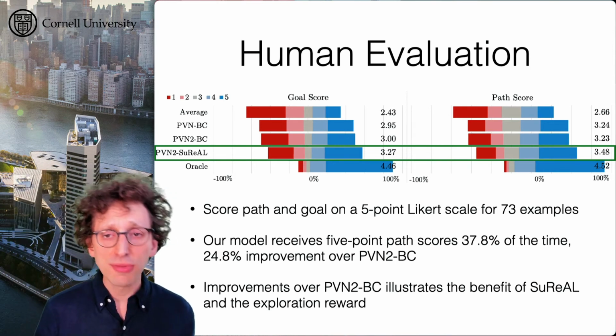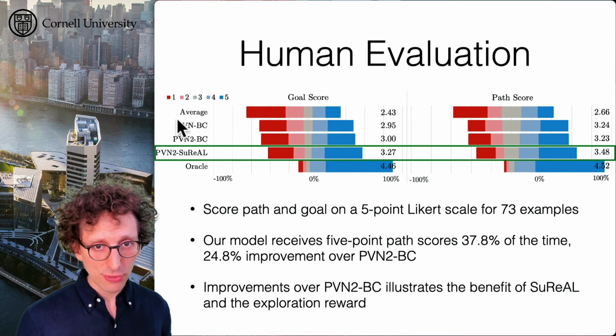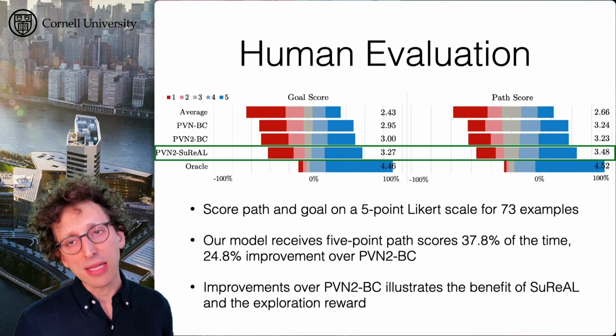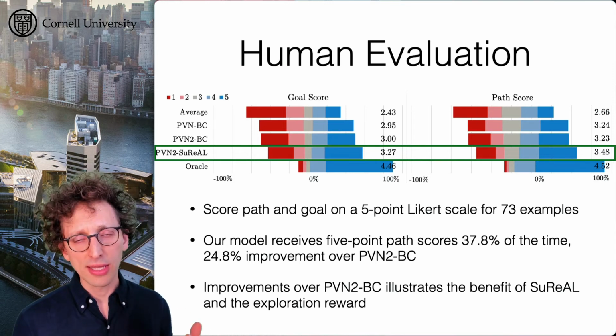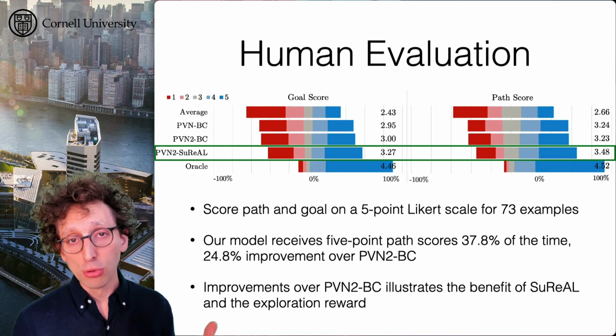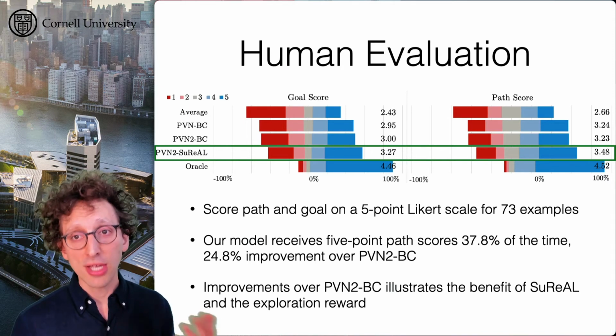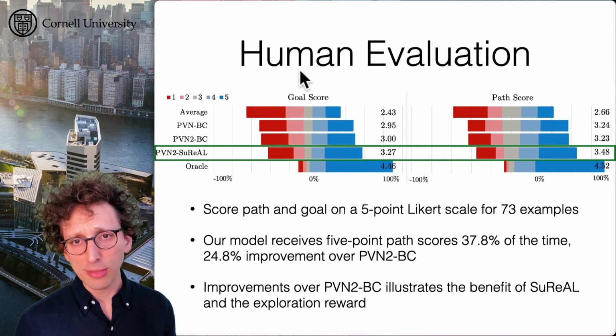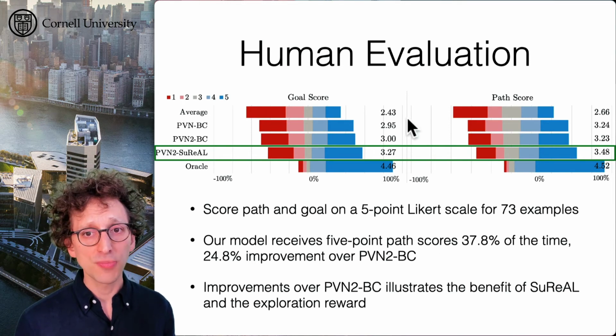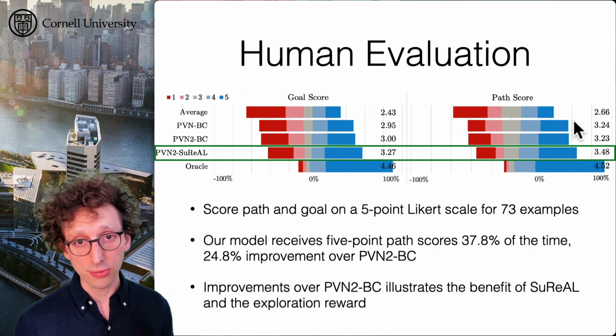I'm showing here 5 systems. The first one, average, is a non-learning baseline where the model moves for the average amount of time with the average velocity, and not surprisingly it's doing pretty bad. So this is a Gantt chart. It shows the distribution over Likert scores.